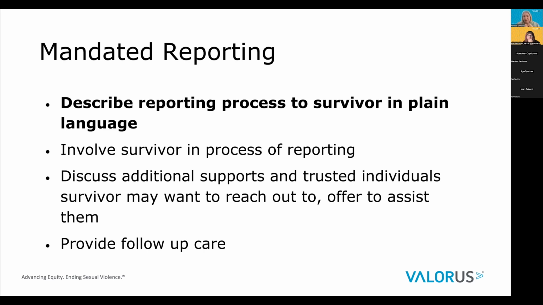So this could be done by not using abbreviations, using shorter sentences and phrases and common words, using active first person voice. For example, instead of saying something like, "APS requires that I make a report," we could say something like, "I need to call Adult Protective Services," and then explain what that is. So it's again about rephrasing and being intentional about how we're sharing information.